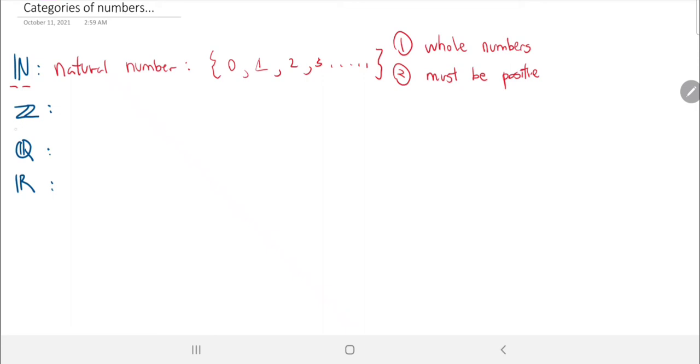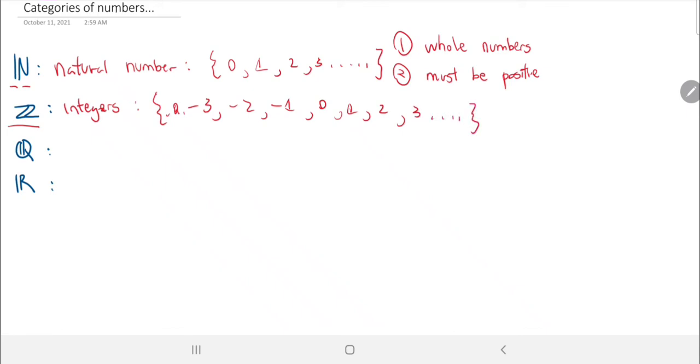The next symbol is kind of like a Z, and what it means is integers. So what does integer mean? An example would be -3, -2, -1, 0, 1, 2, 3, and so on.